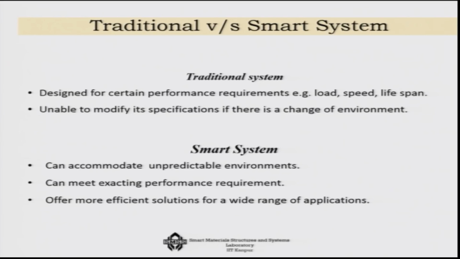So, let us have a brief comparison at this moment between a traditional system and a smart system. As we have discussed earlier, traditional systems are designed for a particular performance requirement in terms of load, speed or lifespan. They are unable to modify their specifications if there is a change of environment. On the other hand, smart systems can accommodate unpredictable environment. They can meet the performance requirement of course, and they offer more efficient solutions for a wide range of applications. That is why they are so popular today.